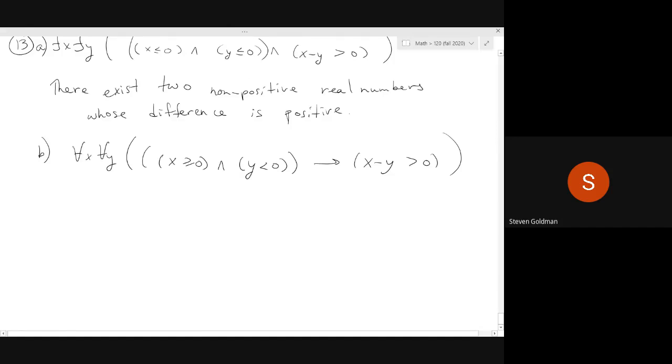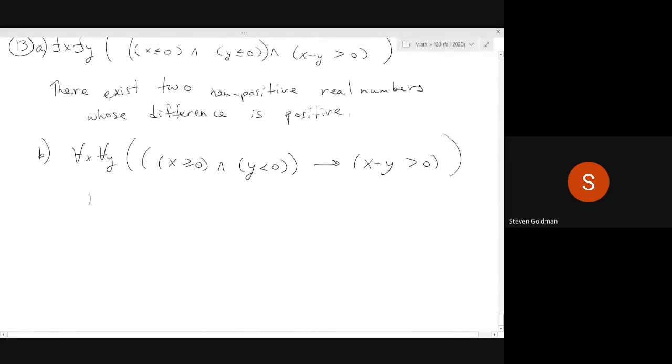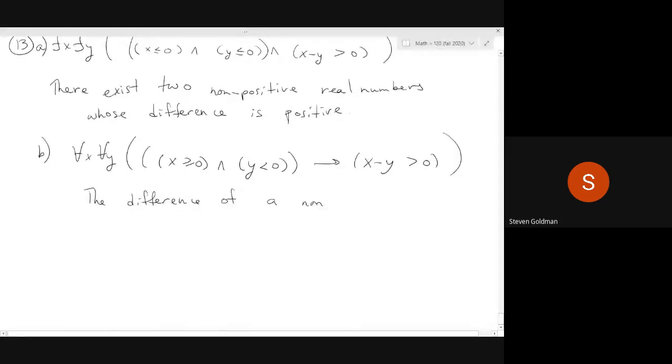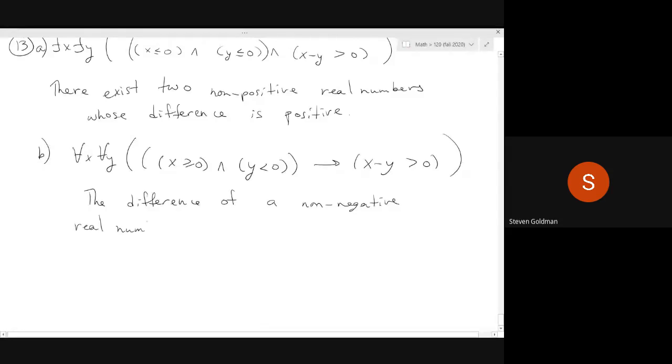All right, so for all real numbers x and y, if x is non-negative and y is negative, their difference will be positive. So in other words, the difference of a non-negative, greater than or equal to 0, is another way of saying non-negative. So the difference of a non-negative real number and a negative real number is positive. Right? It's greater than 0.